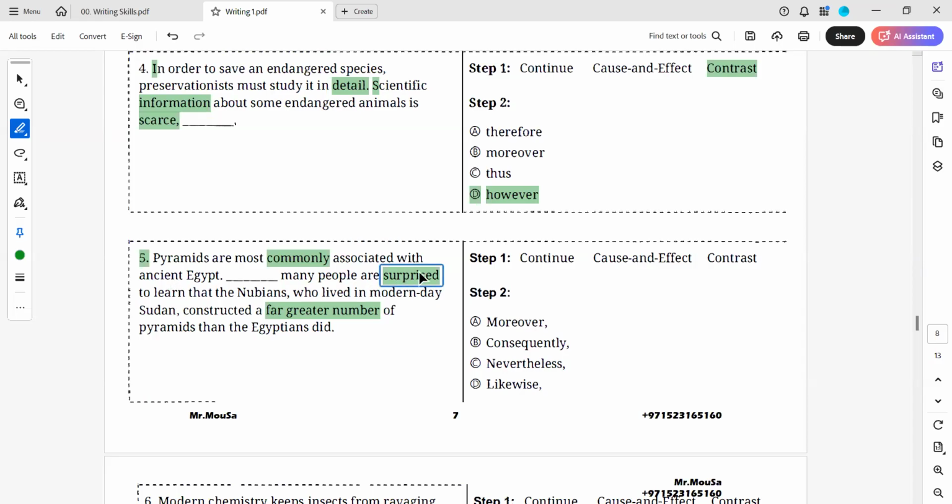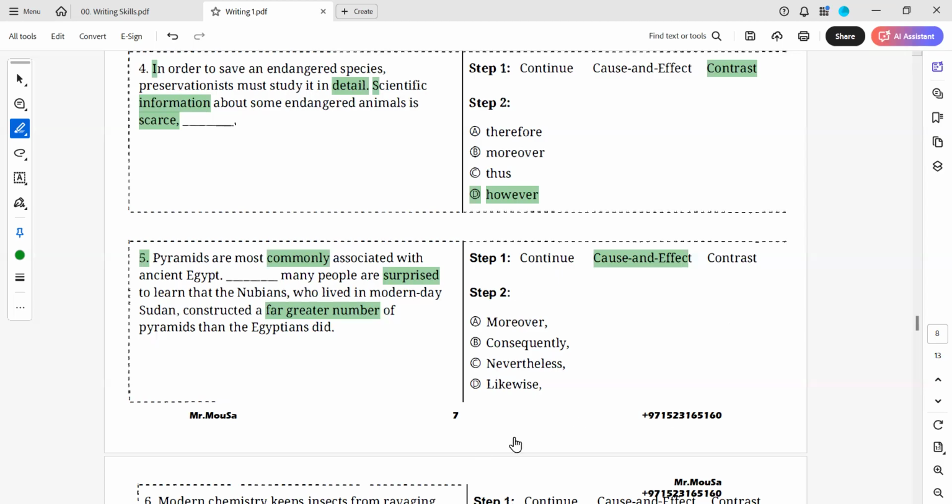So what could be the cause of that surprise? Yes, the first idea. So the second is the result of the first. In that case, the relationship is, yes, one of them is the result. Here we have it. Now, the correct answer should be, we need cause and effect indication. We need a cause and effect cohesive device. The correct answer should be.